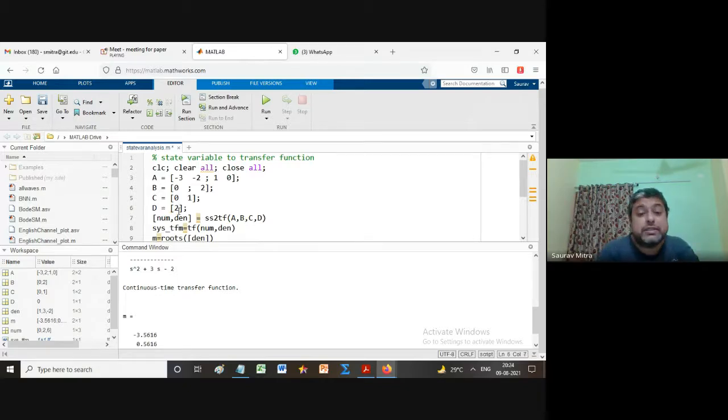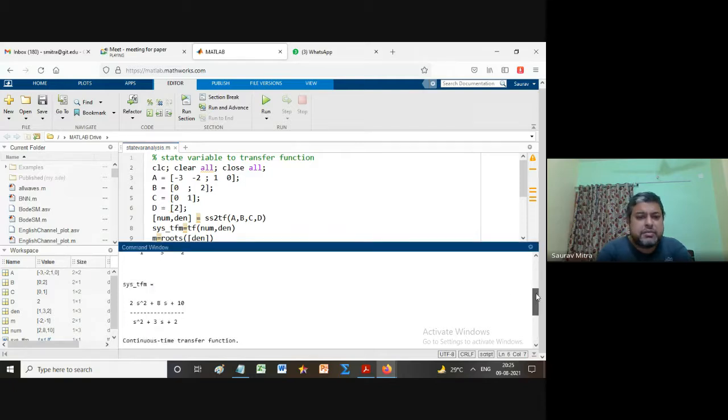First start with minus 3, minus 2, 1, 0, and you run it. As soon as you run it, you find that the numerator and denominator both have the same polynomial order. So this is actually called a strictly proper transfer function. Why? Because the D matrix is non-zero. This is the first thing. And what are the roots? Roots are minus 2 and minus 1, because the characteristic equation of the system is s square plus 3s plus 2. This is the first case you have to show.